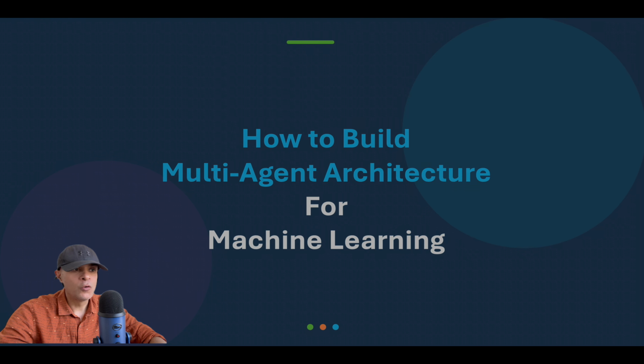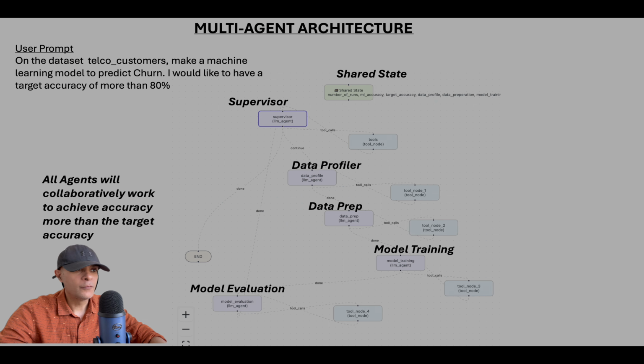Hi there, in this video I'm going to show you how to build a multi-agent architecture for machine learning. So the architecture would look something like this. You will have multiple agents which are going to do machine learning. So you'll have a supervisor agent which is going to supervise all the different agents. You will have a data profiler agent, a data preparation agent, model training agent, and model evaluation agent. And all these agents are going to share state using this shared state object.